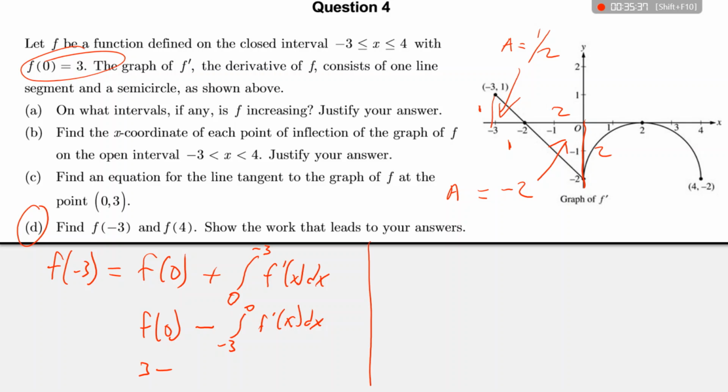So this is 3 minus our areas when I add them together: 1/2 minus 2. 1/2 minus 2 is 1/2 minus 4 over 2, which is -3 over 2. Okay, so that'll give me 3 on the outside, so that was my start point, minus the -3 over 2. So that's 6 over 2 minus -3 over 2, which is 6 over 2 plus 3 over 2, or 9 over 2. Should be f at -3.